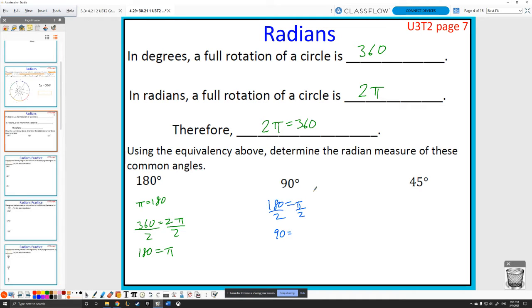Now, when it comes to radians, normally we don't want to use decimals. We don't want to use any weird numbers or anything. We want to just use the pi.